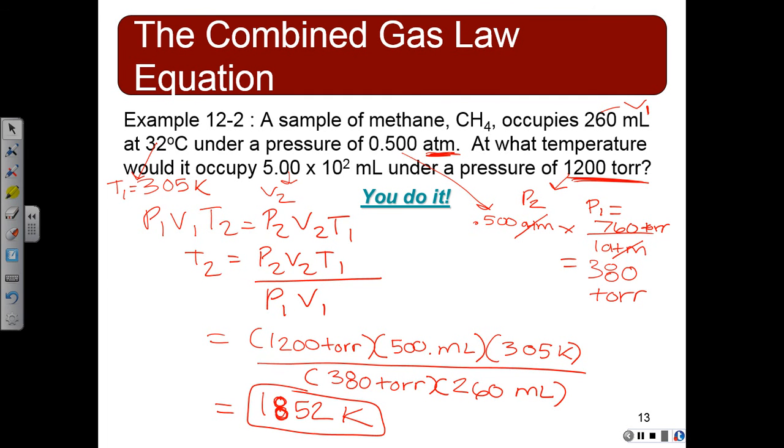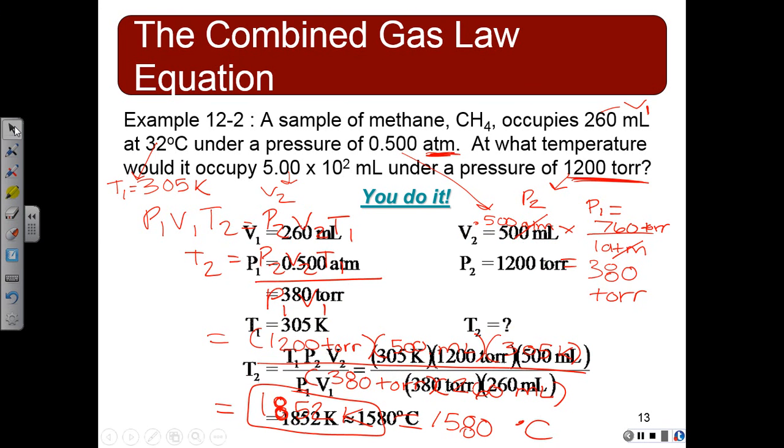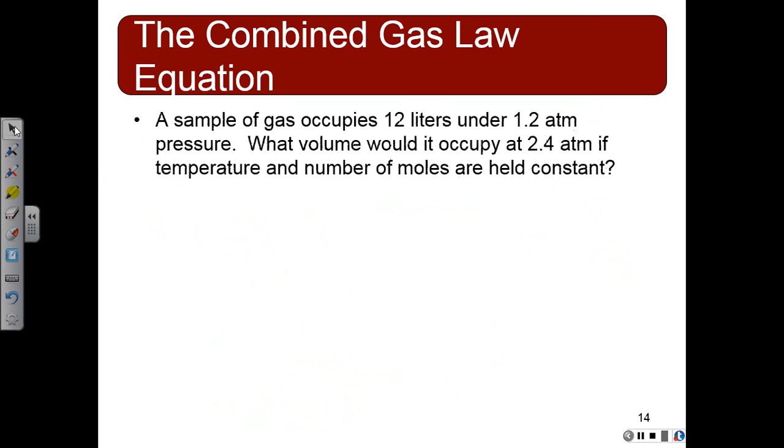Okay. You may be asked for Celsius, so you always have to go to Kelvin first because that's what this is set up to be in. And then if I wanted to know Celsius, then I would just subtract 273, right? To give us what we wanted. So if we took 273, this would be equal to 1580 degrees C. Okay, and there's that all written out, but we did it anyway.